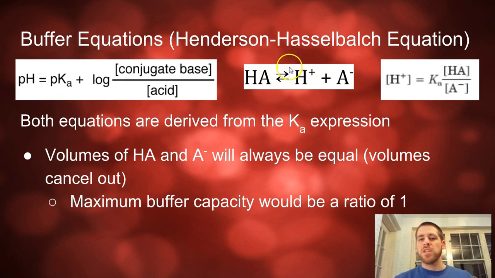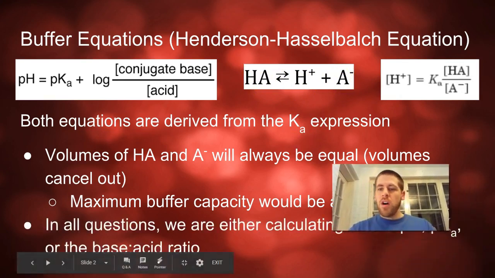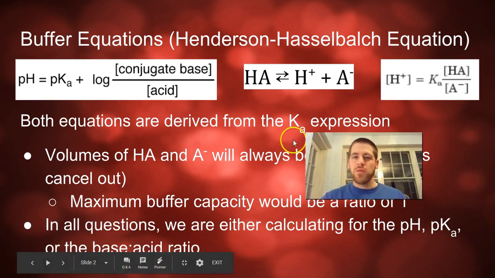But if you added a bunch of base, you wouldn't dissociate many more acid molecules because there's not that many in there, right? If we have a very dilute solution of the acid. So the best buffer is one that has large concentrations of the undissociated acid and the conjugate base, and equal concentrations.